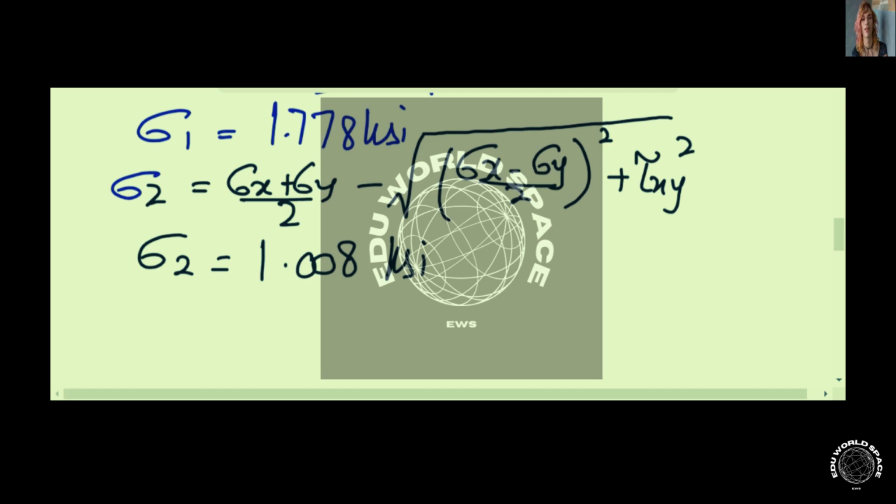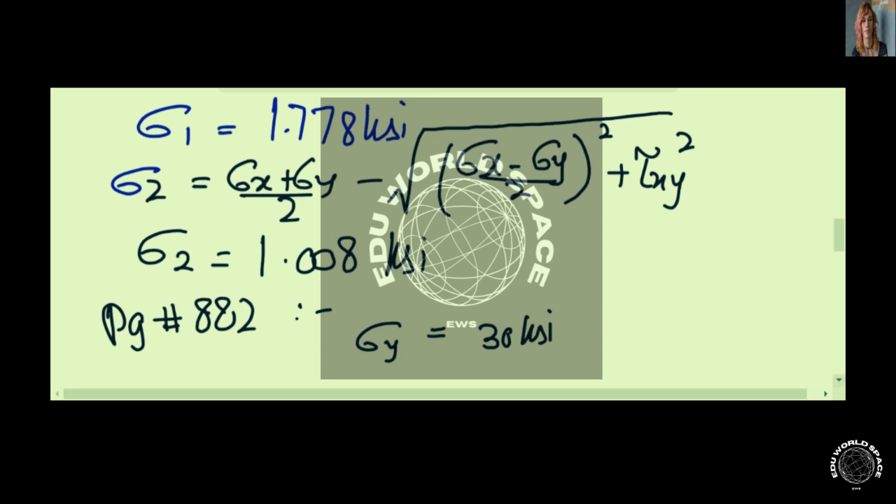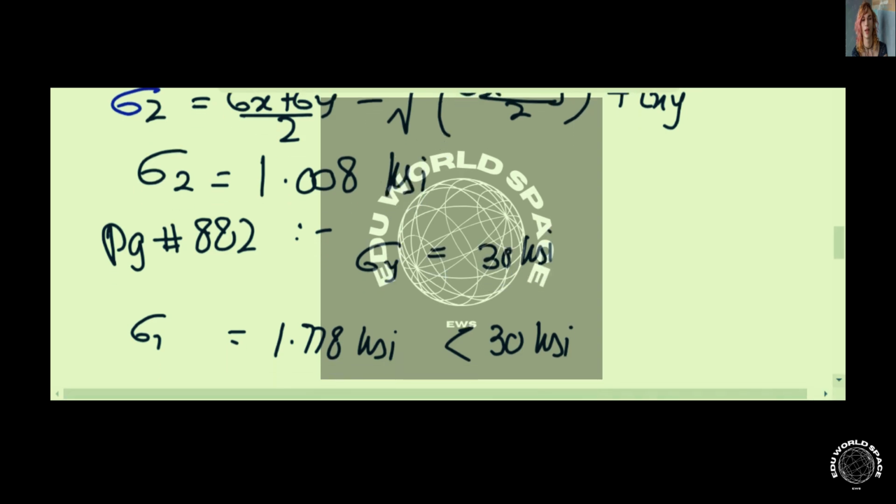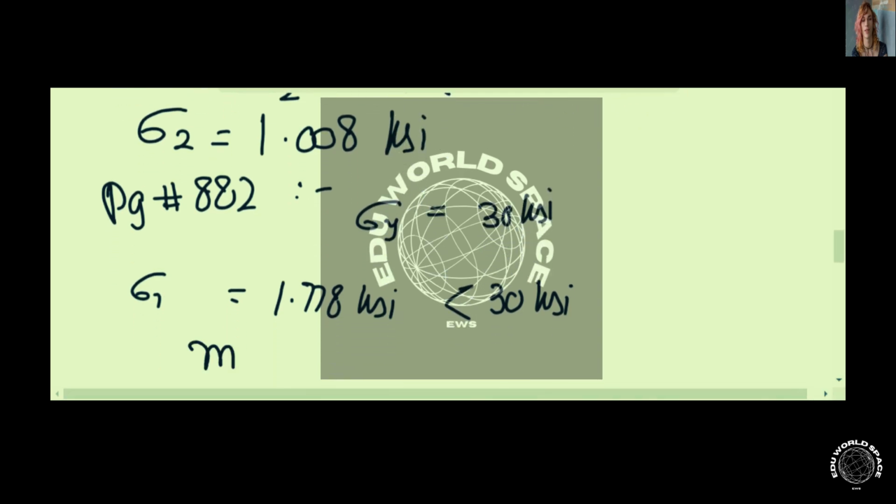So look at page number 882, and we see that the yield stress for our material is 30 ksi. Because sigma sub 1 is equal to 1.778 ksi, which is less than 30 ksi, the material does not fail. So this concludes our answer.